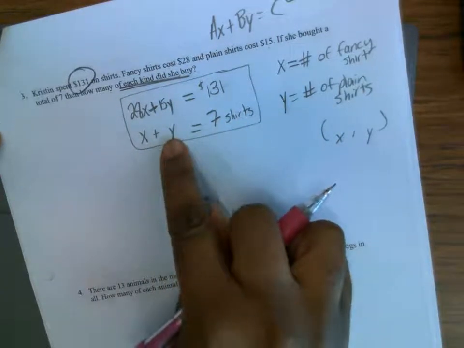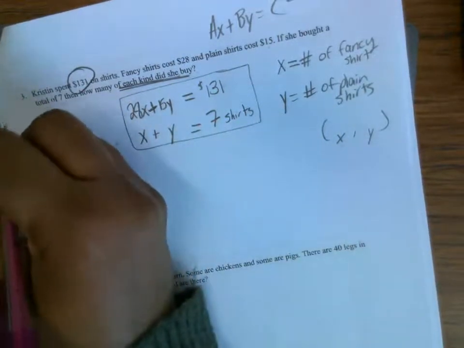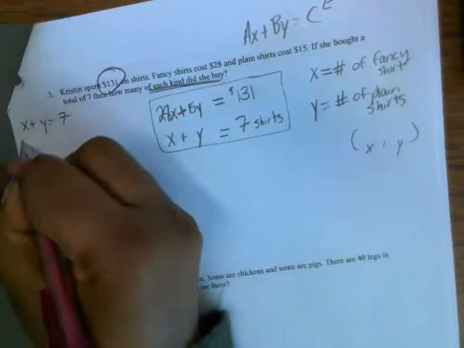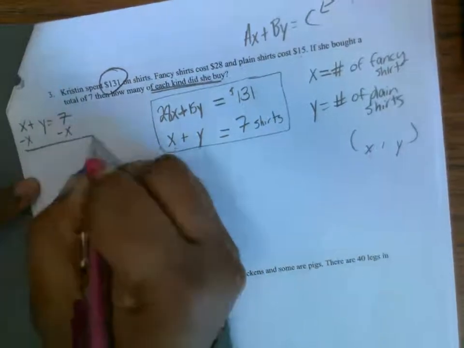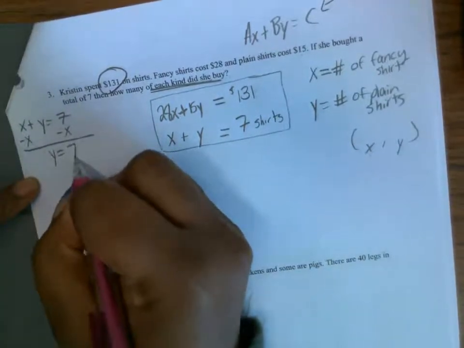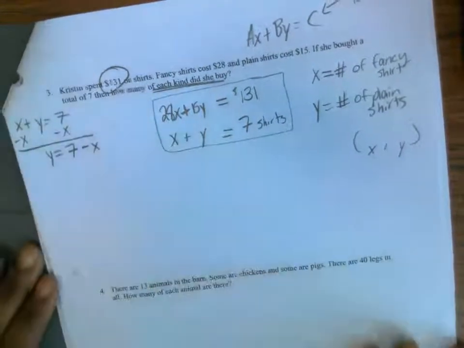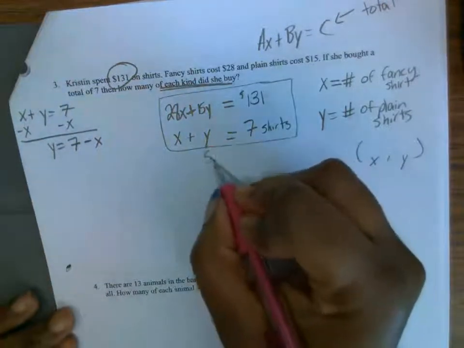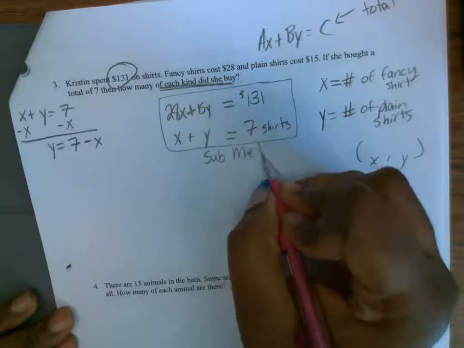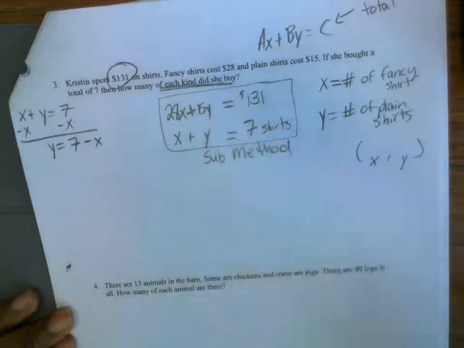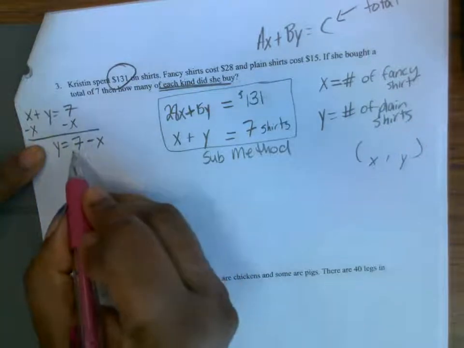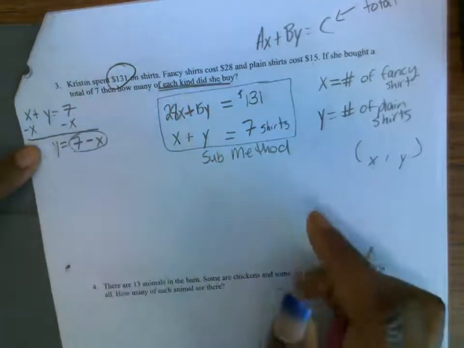So I'm going to solve for Y. So we got X plus Y is equal to 7. I'm going to get y by itself by subtracting x. So this is going to be y is equal to 7 minus x. That's what I'm going to do first. Substitution method. Now, I'm going to take this and substitute it in the other equation.